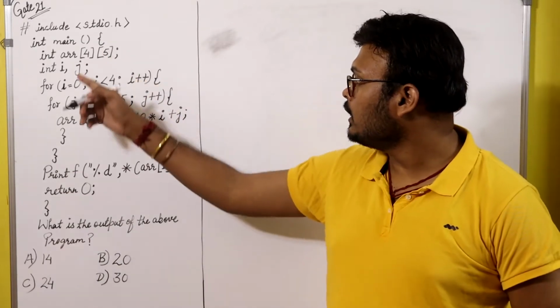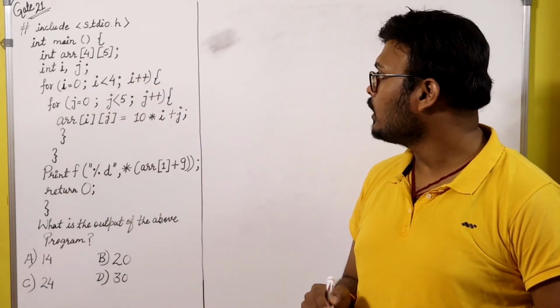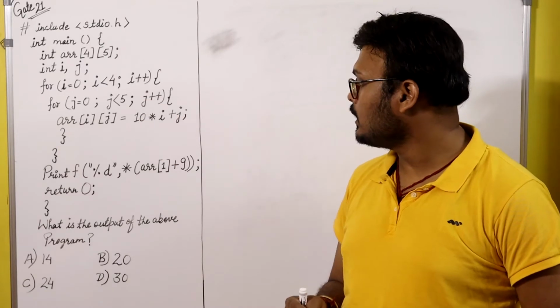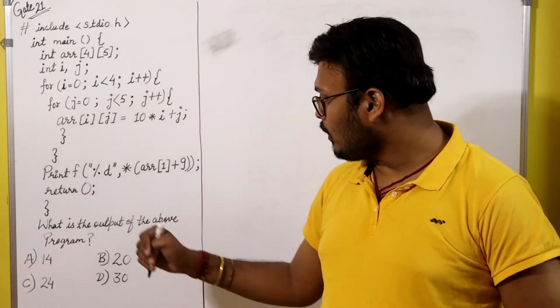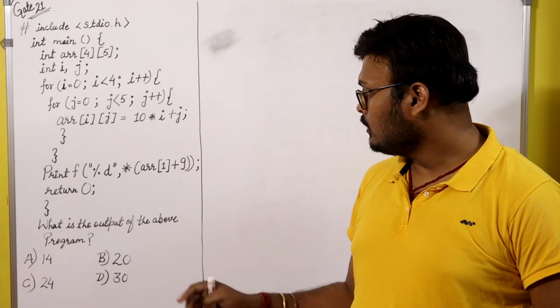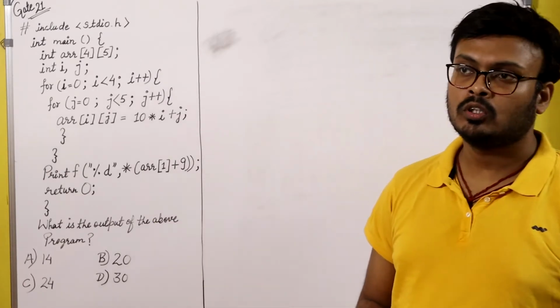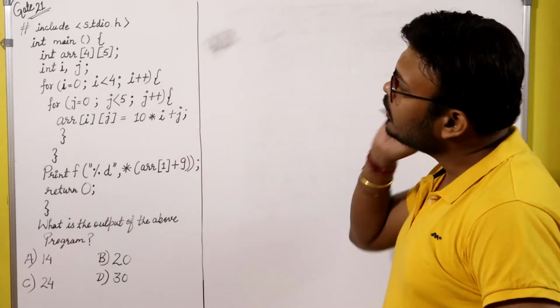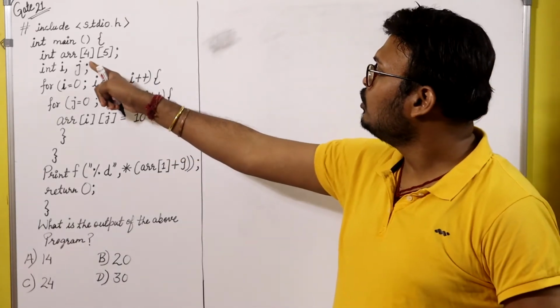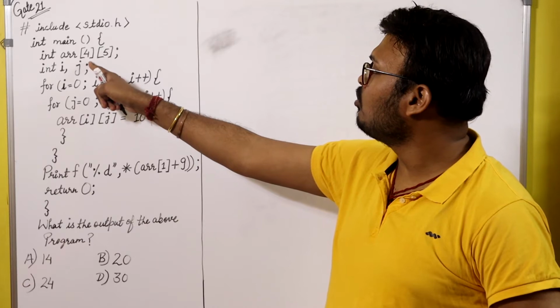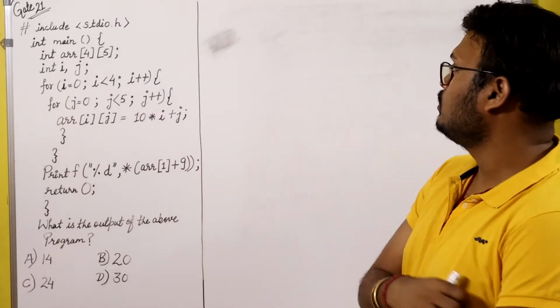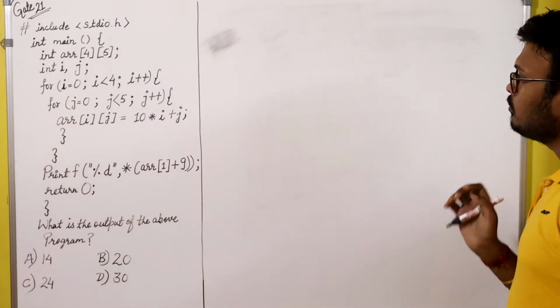You can see a C programming code is given. A two-dimensional array is there, and ultimately they are asking for the output which is printed. So let's solve it. Here you can see a two-dimensional array with 4 rows and 5 columns.